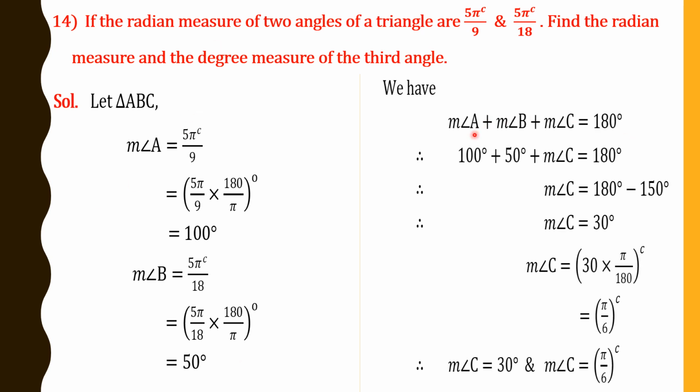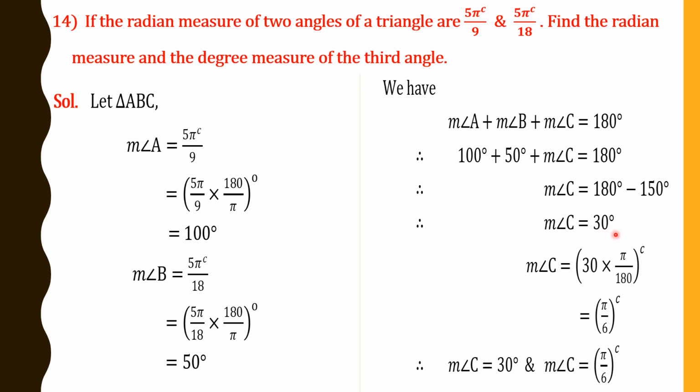We know the result, sum of the angles of a triangle is 180. Therefore, take measure of angle A plus measure of angle B plus measure of angle C equal to 180 degree. Measure of angle A is 100 degree. Measure of angle B is 50 degree. Plus measure of angle C is 180 degree. 100 plus 50 is 150. Take this term on RHS. We get measure of angle C equal to 180 degree minus 150 degree. 180 minus 150 here is 30 degree. Measure of angle C is 30 degree.